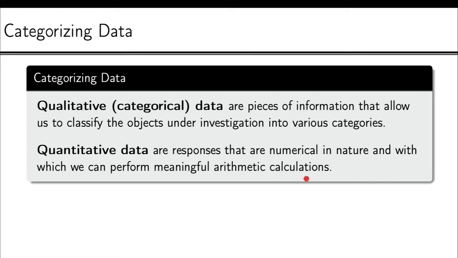Okay, so qualitative or categorical is where you have different categories. And quantitative is where you have numbers where the number itself is pretty significant and you can actually do things with the number itself.